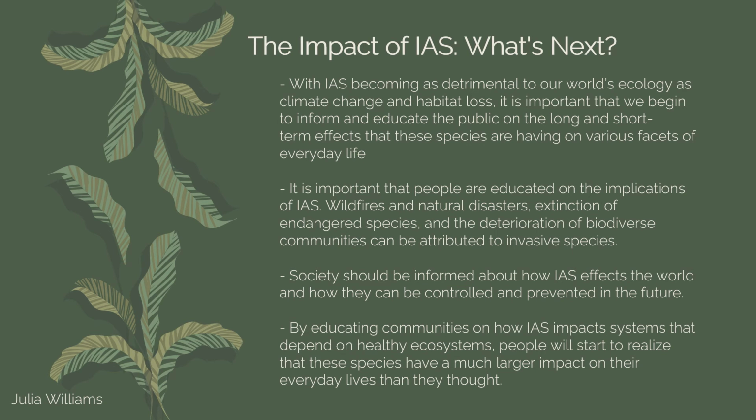So what is next in terms of IAS? With the realization that IAS is just as detrimental to our world's ecology and biodiversity as climate change and habitat loss, it is important that we recognize that natural disasters and extinction of endangered species can be attributed to IAS. The community and society should be informed on how IAS impacts not only the larger world, but also individuals. And we should also be educated on how we can prevent and control IAS in the future.